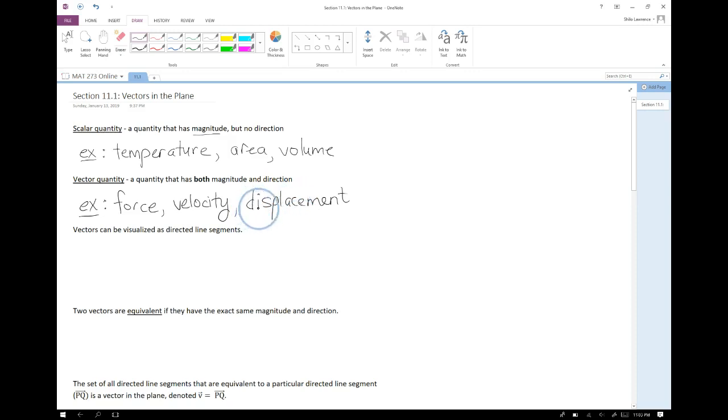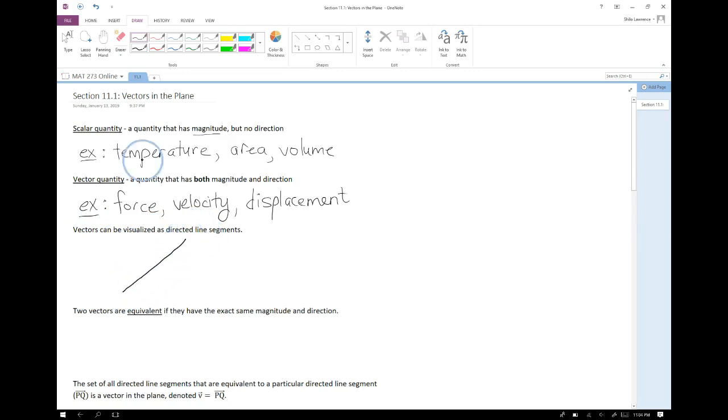So for displacement, we also have to say a direction. So like I moved the desk 5 feet to the right, or I moved the desk 5 feet west. So displacement is also a vector quantity. Most of these problems, when we deal with vectors, we're going to want to make some sort of diagram.